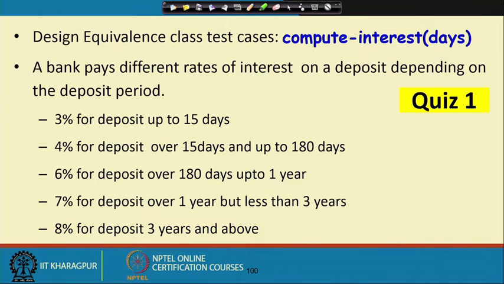it should compute 3% interest for deposits less than 15 days, 4% for deposit between 15 days to 180 days, 6% for 180 days up to 1 year, and 7% for between 1 to 3 years, and 8% for 3 years and above.